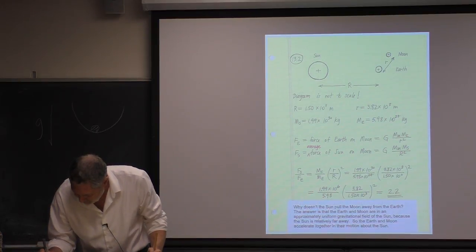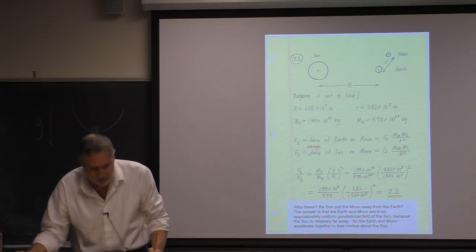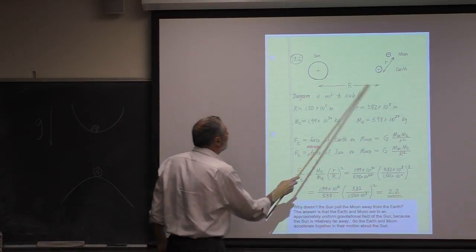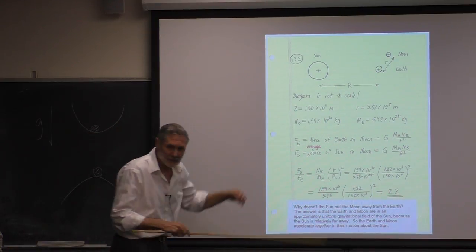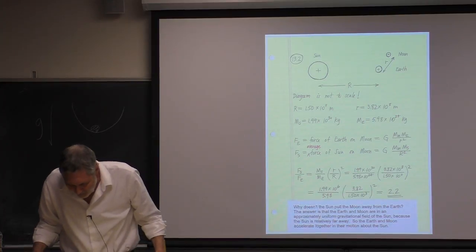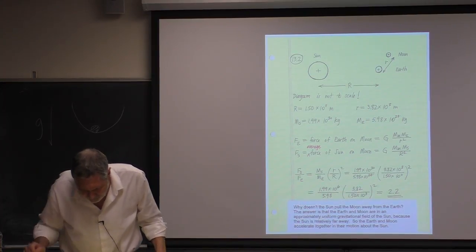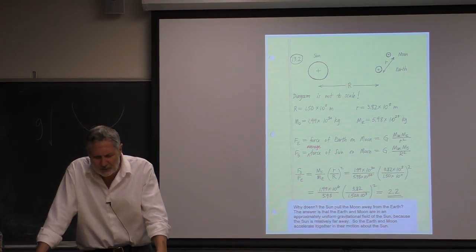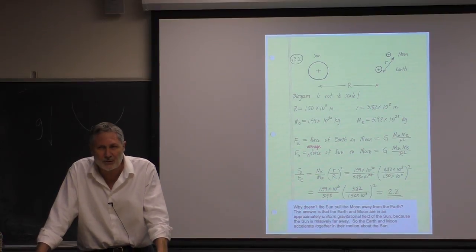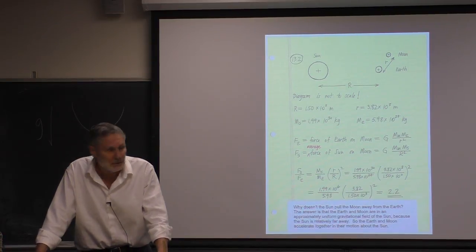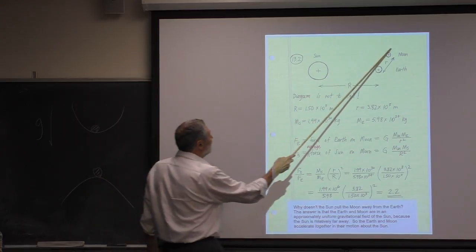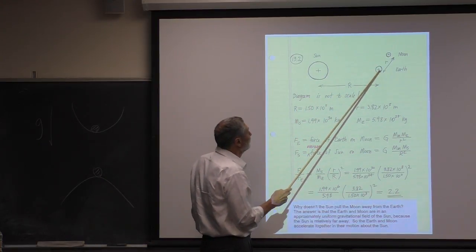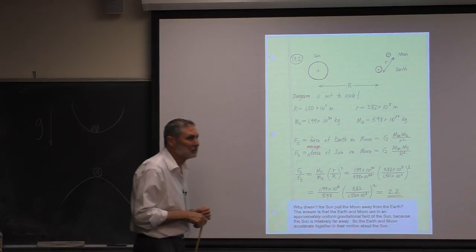Big R is much greater. Should have written that in here. Big R is much greater than little r. And the problem here is to find the ratio of the magnitudes of the force of the sun on the moon divided by the force of the earth on the moon. That's the problem.